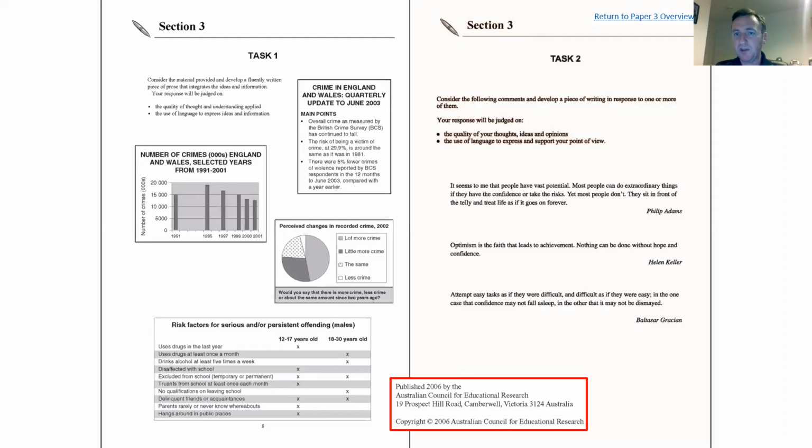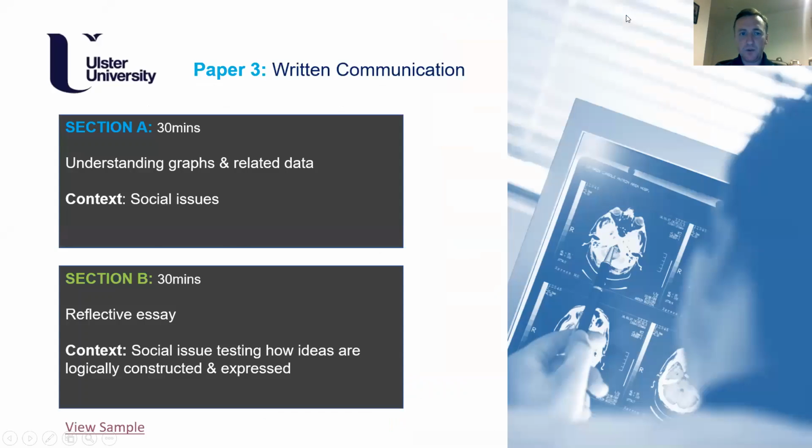It's judged on the quality of your thoughts, ideas and opinions, and the use of the language to express and support your point of view. You maybe, on the other hand, pick the same one, but you don't believe that optimism is a faith that leads to achievement. Again, perfectly fine. No right or wrong answer. It's just being able to express that with your thoughts, ideas, and opinions, and laying that out in a report. So that's your written communication skills. Task 1 and task 2, half an hour for each of them.